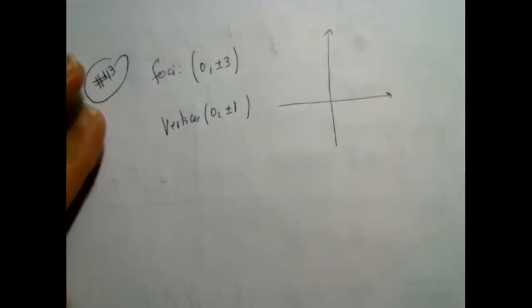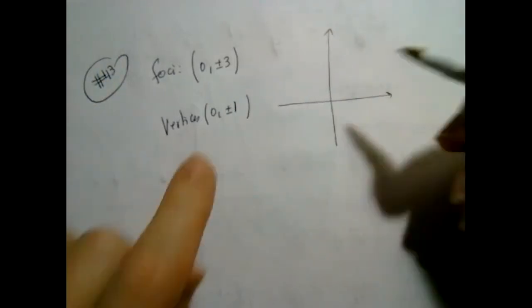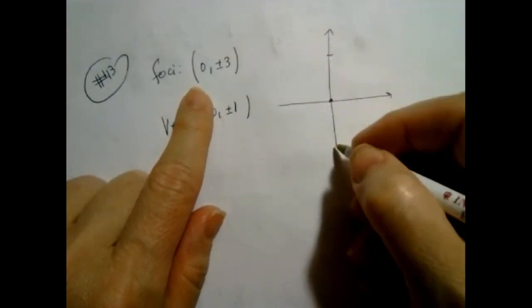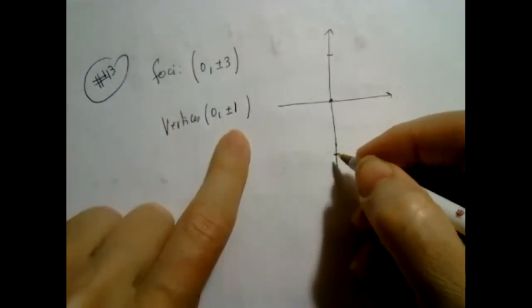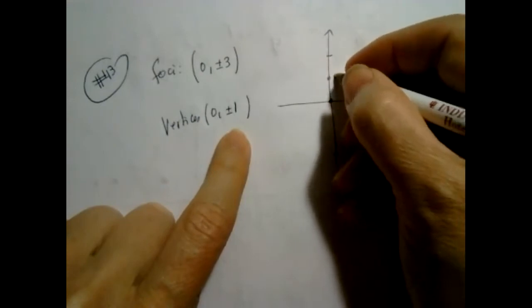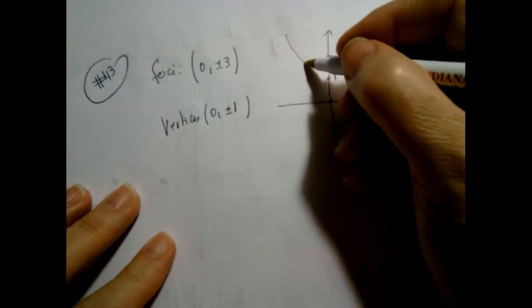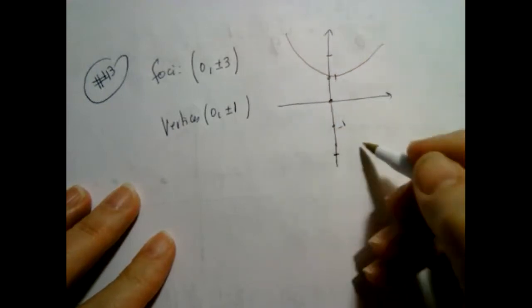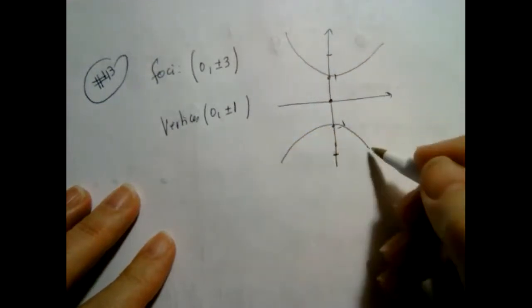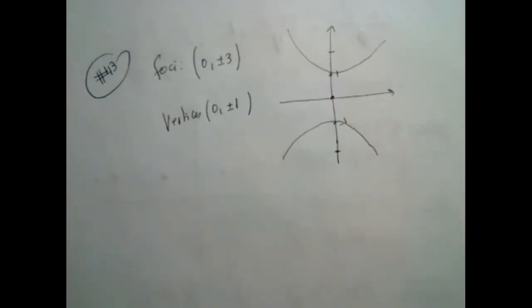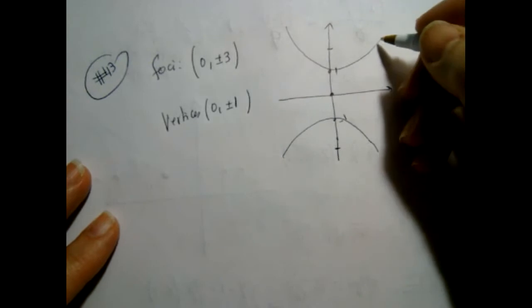Okay, so let's draw a little bit of a picture so we know how we work with that. The foci are 0 plus or minus 3, so right here and right here. And the other one is 1 and minus 1. So it's going to look something like that. Okay, they didn't give us the asymptotes because we don't know them yet.